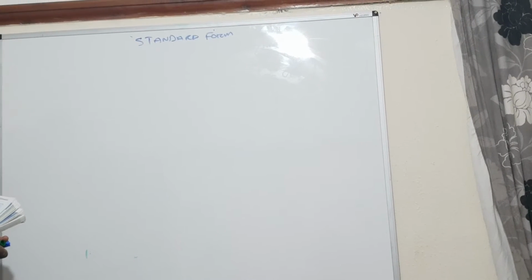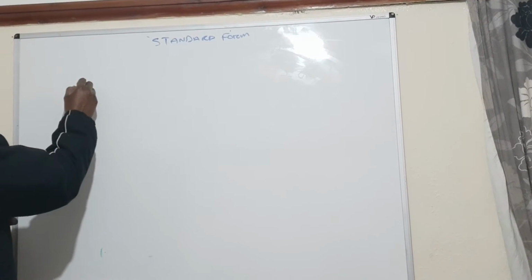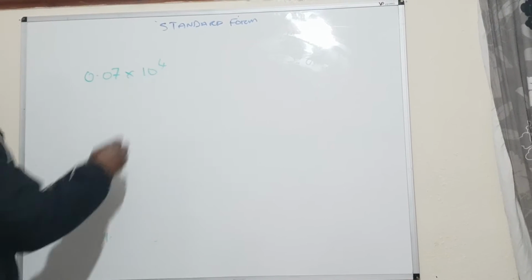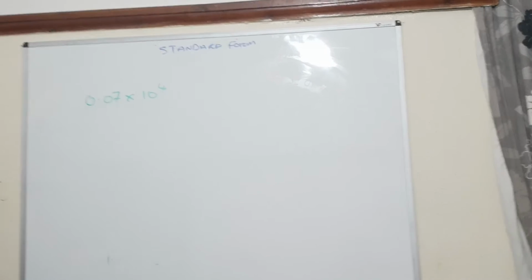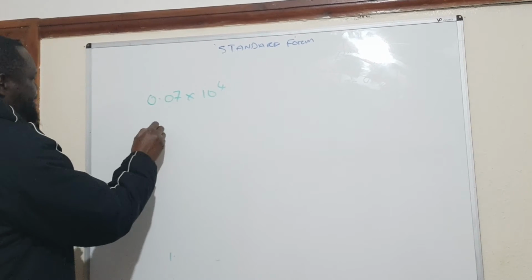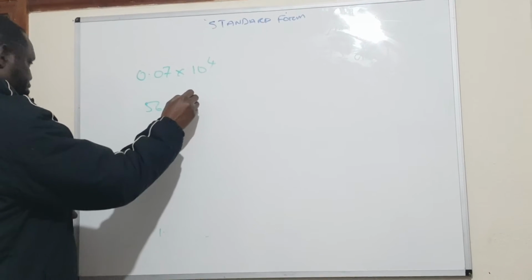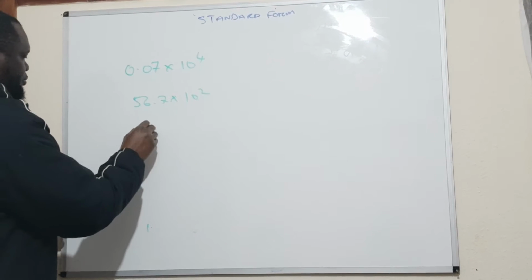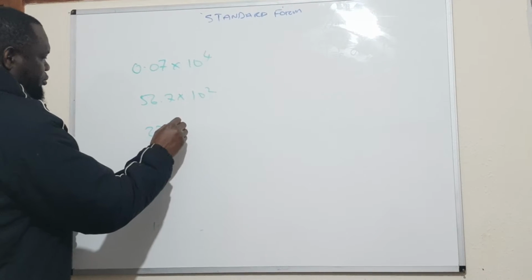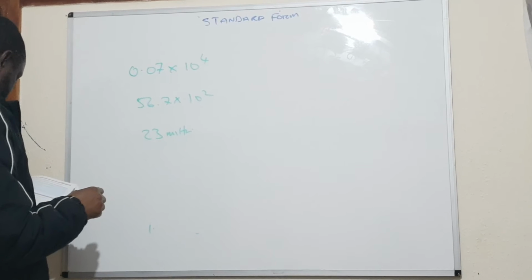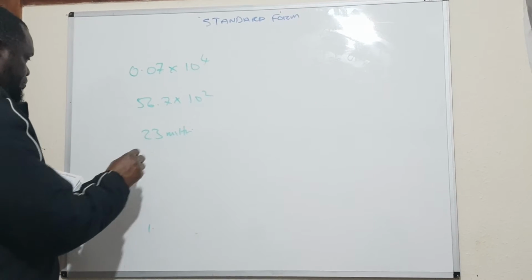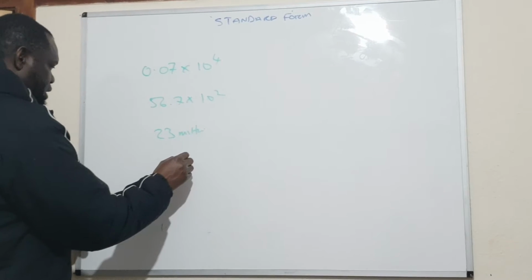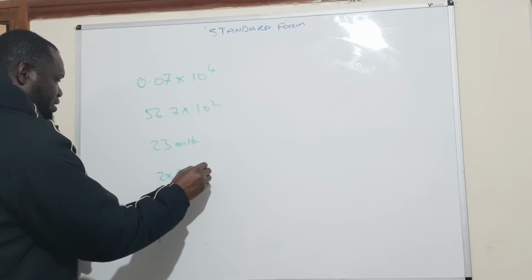Since we have shown some of these tricks they use, let us look at exam questions. The exam said: 0.07 times 10 to the power 4, convert into correct standard form. Okay? 56.7 times 10 to the power 2. 23 million. Okay? 2 times 3 times 10 to the power 5.